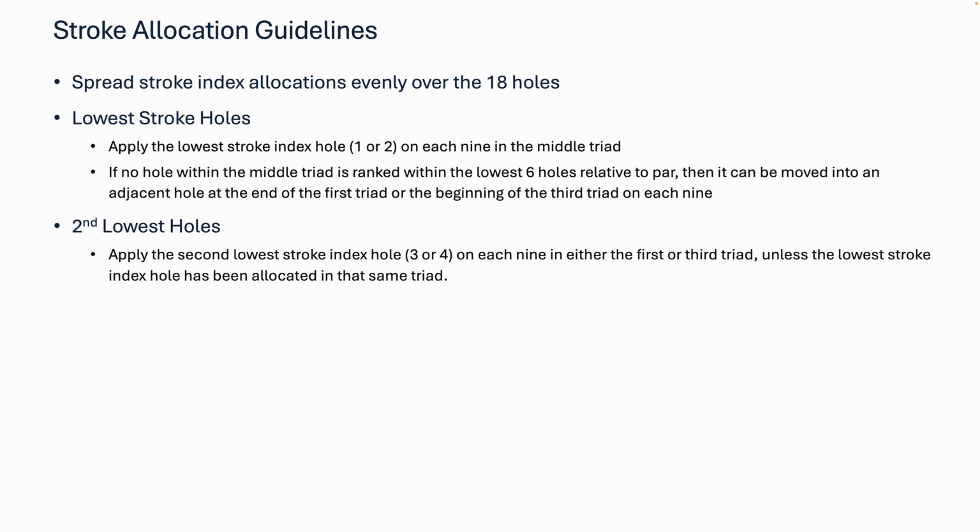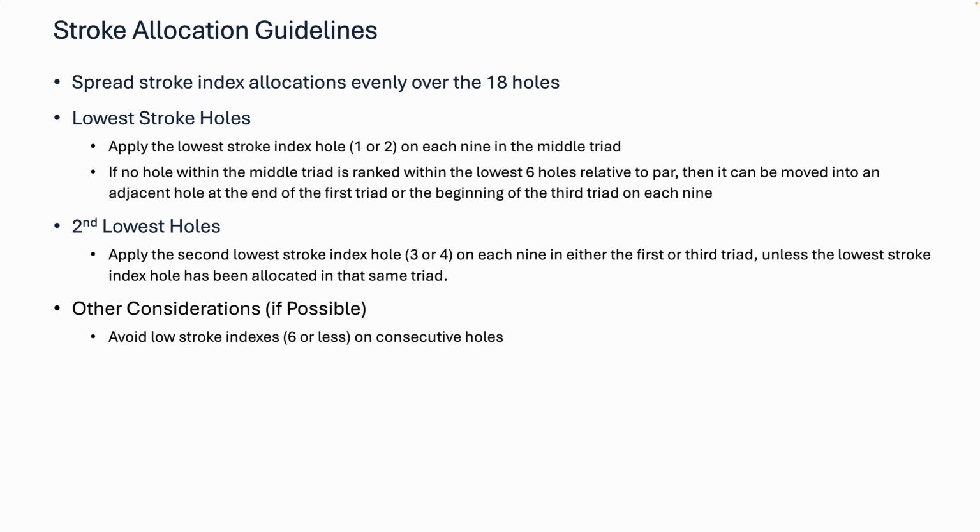The second lowest hole would then ideally go into either the first or third triad, and then the third would go in the last remaining one. But the goal is to spread out those 3 hardest holes in each 9 across each of the triads.